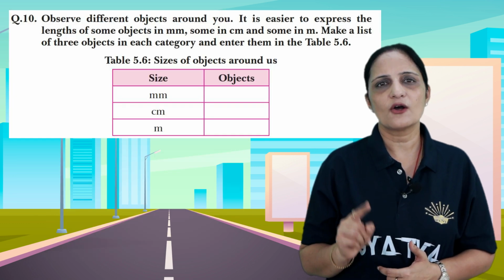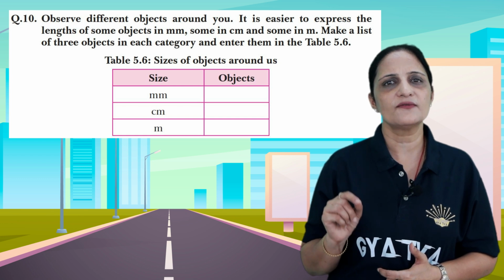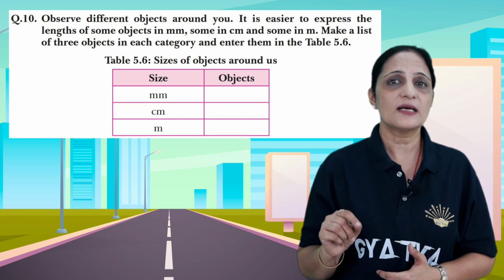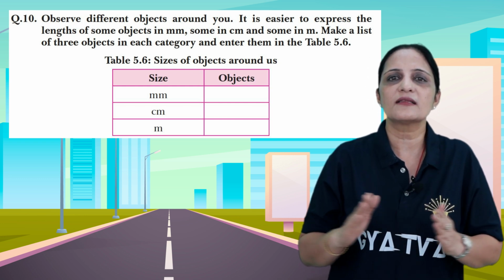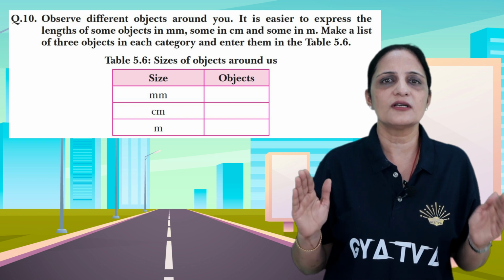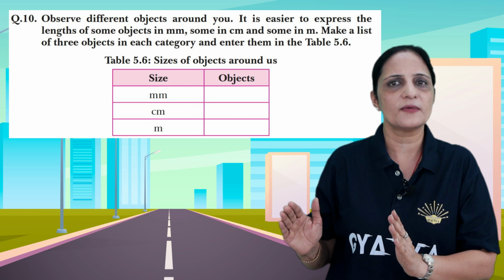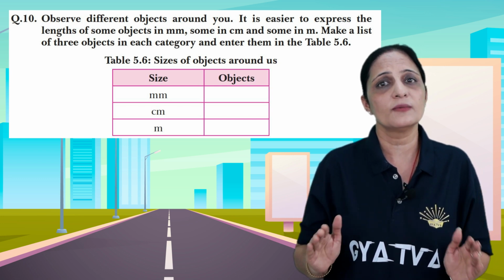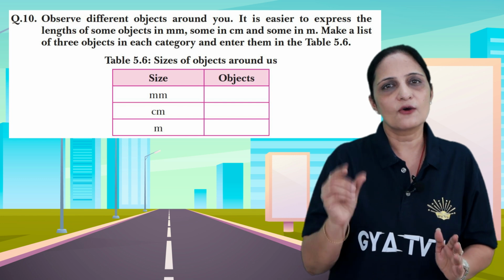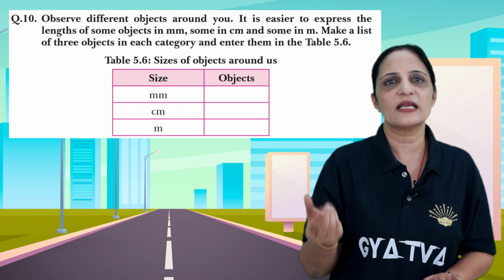Question number 10. Observe the different objects around you. It is easier to express the length of some objects in millimeter, some in centimeters and some in meters, depending upon कि हमें कितना बड़ा डिस्टेंस मेजर करना है. अगर आपको बहुत दूर दूर का डिस्टेंस जैसे दिल्ली और आगरा के बीच में मेजर करना है तो उसको किलोमीटर में करेंगे. लेंथ ऑफ योर स्कूल प्लेग्राउंड या रूम करना है तो वो मीटर में करेंगे. कॉइन का करना है तो वो मिलीमीटर में, और इरेजर का है तो वो सेंटीमीटर में.